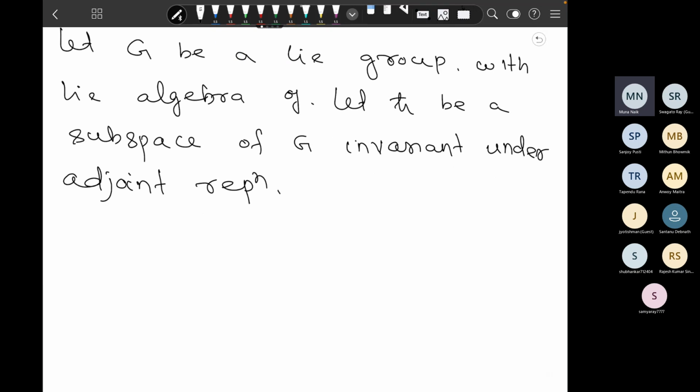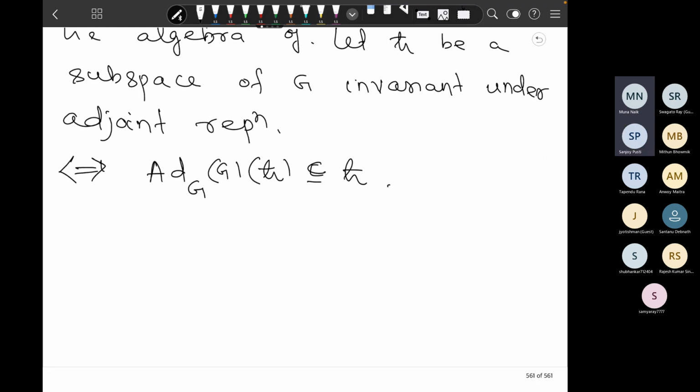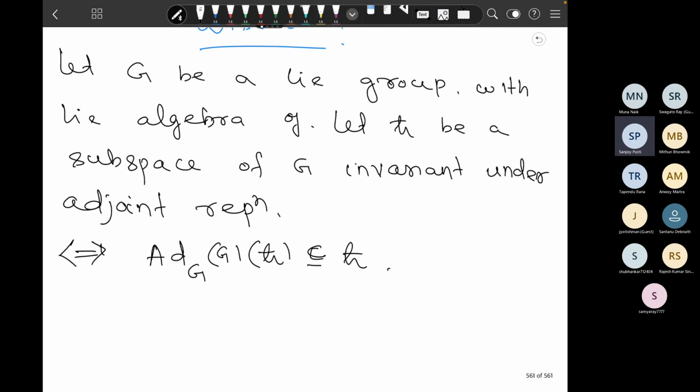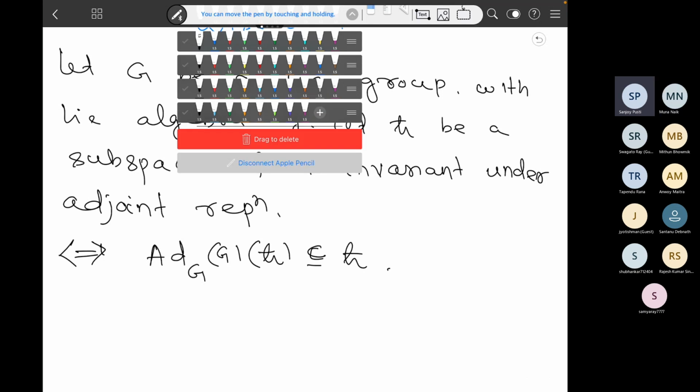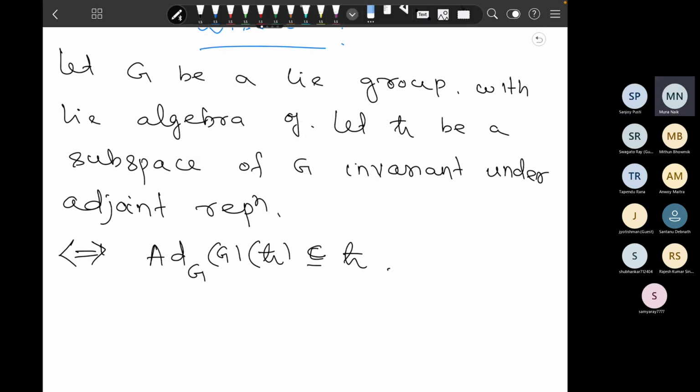So what does that mean? This is equivalent to the fact that Ad_G(G) of H is really a subset of H. Now let K be a subspace of the Lie algebra, small g. Thanks. Lie algebra.